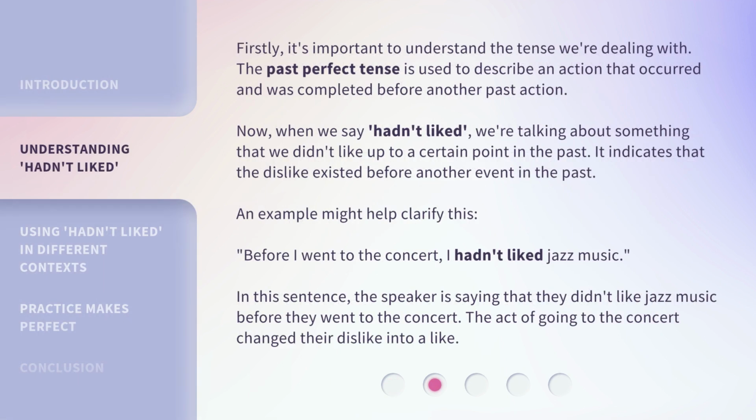Firstly, it's important to understand the tense we're dealing with. The past perfect tense is used to describe an action that occurred and was completed before another past action. Now, when we say, hadn't liked, we're talking about something that we didn't like up to a certain point in the past. It indicates that the dislike existed before another event in the past.